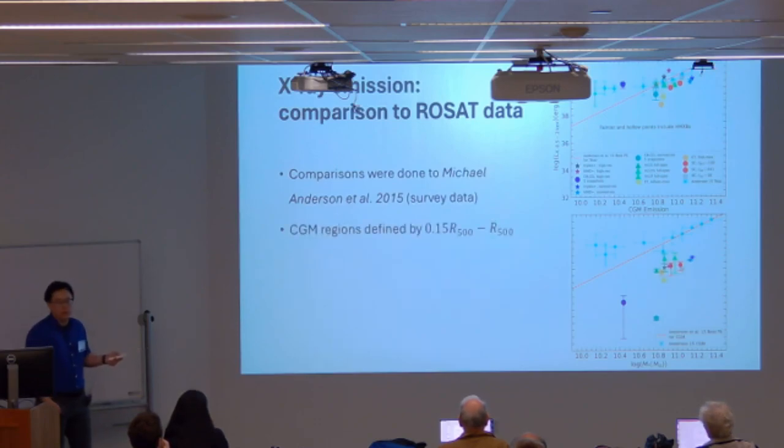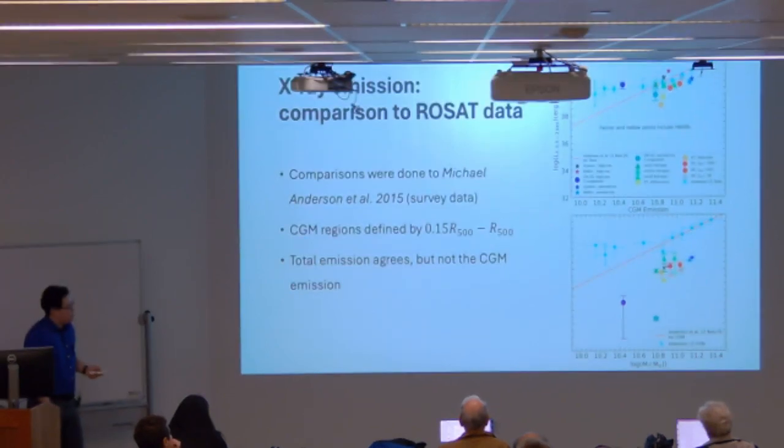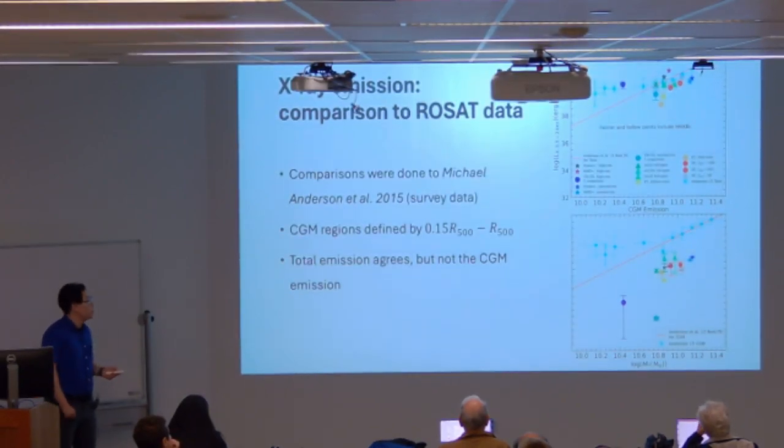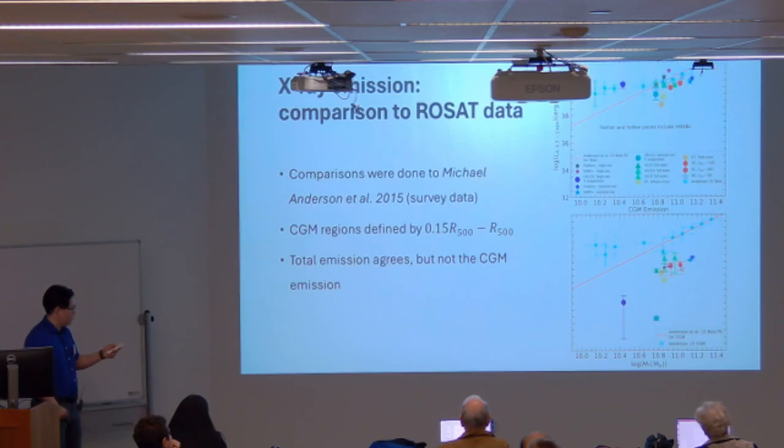They had both the total emission from the galaxies as well as emission from the CGM. The CGM regions were defined in that way. We saw that our total emission agrees fine with the observational data, whereas the CGM emission was completely off by a few orders of magnitude.